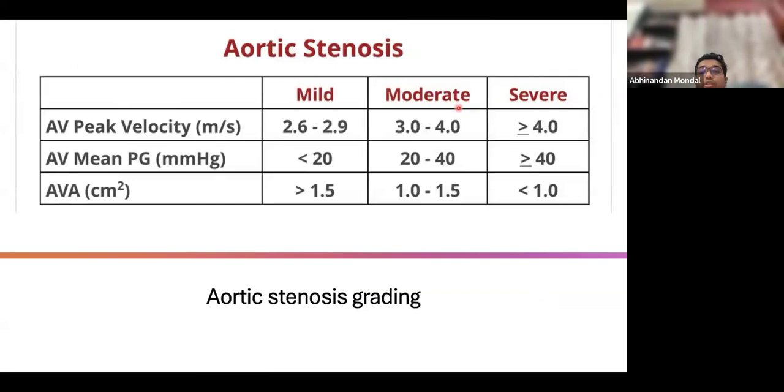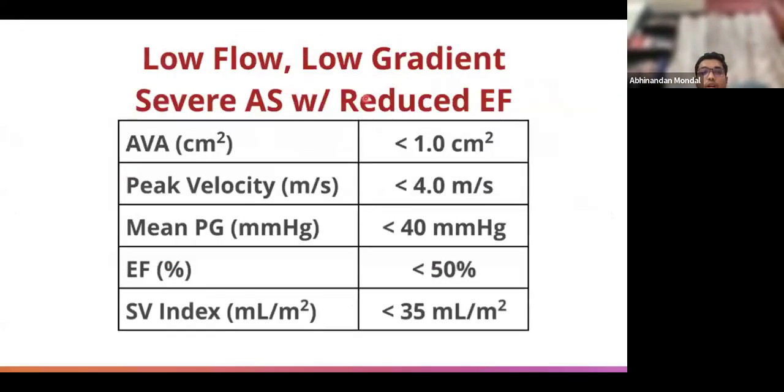So what are the severe aortic stenosis criteria? The aortic valve area is less than 1, the aortic valve mean pressure gradient is more than or equal to 40 millimeter of mercury, and your peak velocity is more than or equal to 4 meter per second. Always remember, whenever you tell this in your exam, don't forget to mention mean pressure gradient and peak velocity. This is your Vmax, this is your mean pressure gradient. Many times students get confused with that.